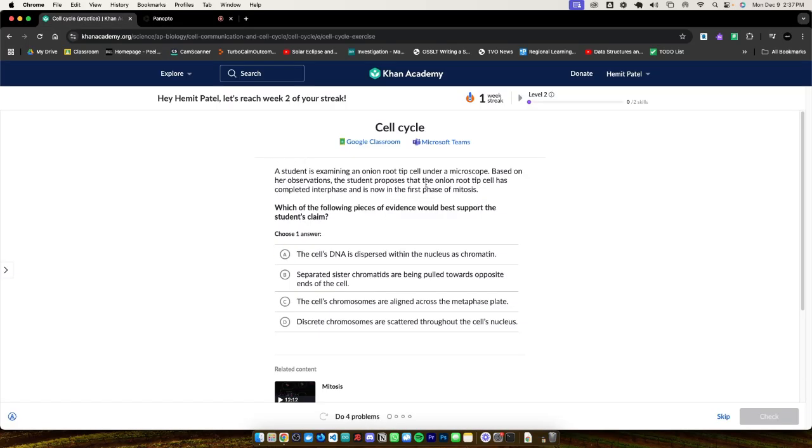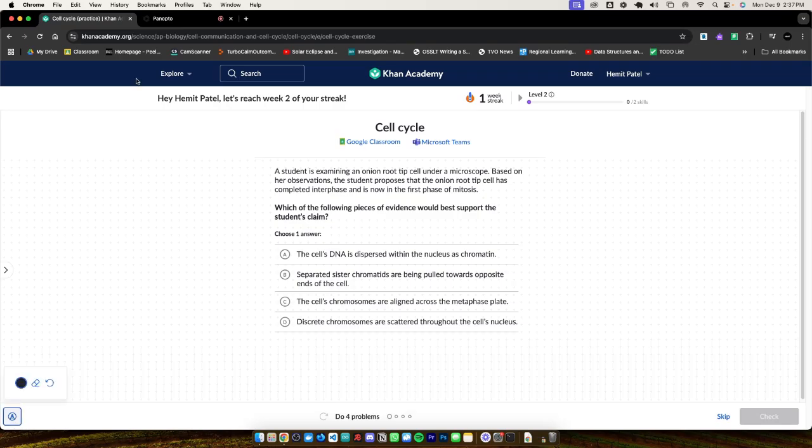All right. So we are going to be talking about the cell cycle, specifically mitosis. A student is examining an onion root tip cell under a microscope. Based on her observation, the student proposes that the onion root tip cell has completed interphase and now it's in the first phase of mitosis. All right. So let's see what happened with this onion root cell. So it's finished interphase and now it's in the first phase of mitosis.